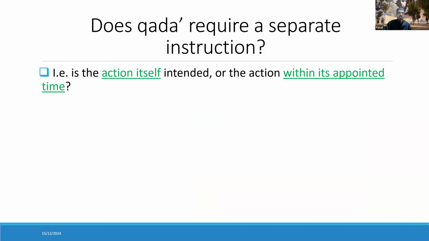You know what, before I get to this slide, let's go on to the next slide. This is for some clarification. I.e., is the action itself intended, whether it's in the appointed time or outside the appointed time, while there's an obligation to perform it within its obligatory time? Or is the action within its appointed time intended? And so if you've missed the time, then you haven't fulfilled the instruction, and it's not included within the initial instruction to perform the action within the time.